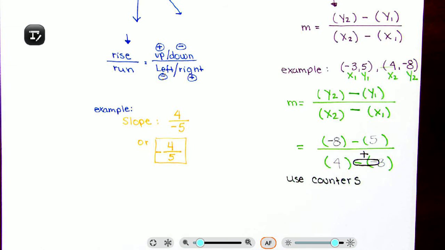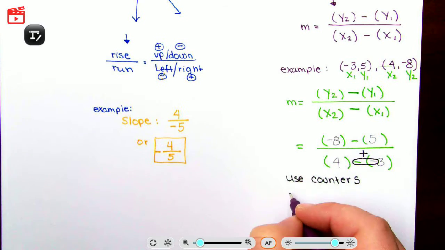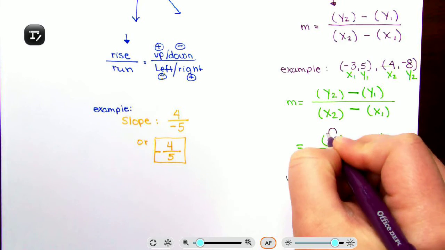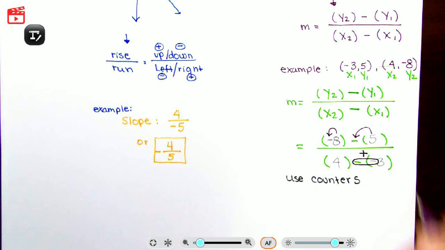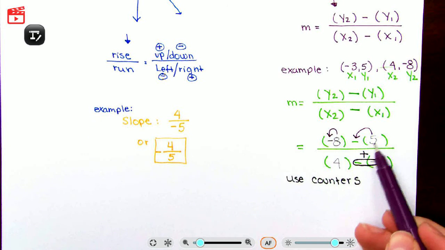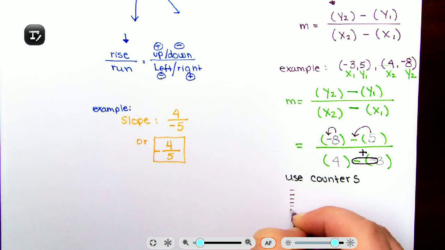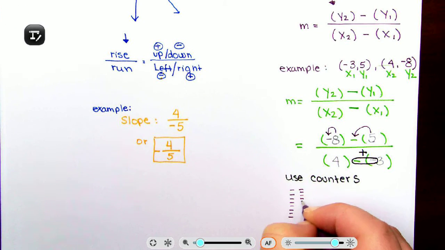Okay, so for my numerator, I have -8 and I have 5 negatives. So I have 8 minuses and 5 minuses. So 1, 2, 3, 4, 5, 6, 7, 8. 1, 2, 3, 4, 5.